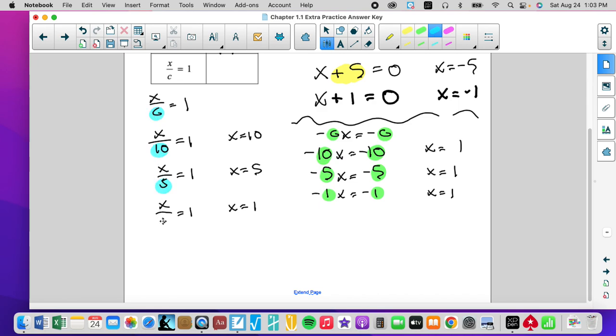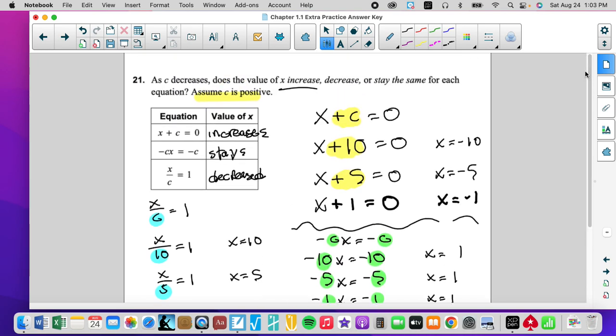We plug in, and that's what we're getting. So what happened to my X values? They decreased. I like this problem. This is good conceptual. Hopefully you could do this and you can see how that works. That's not a simple one, but we're working on doing stuff that we probably haven't seen before.